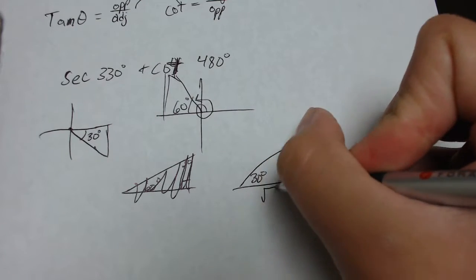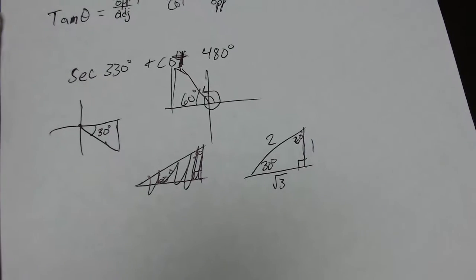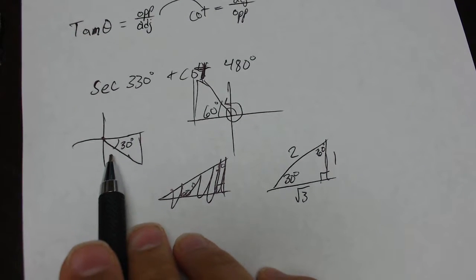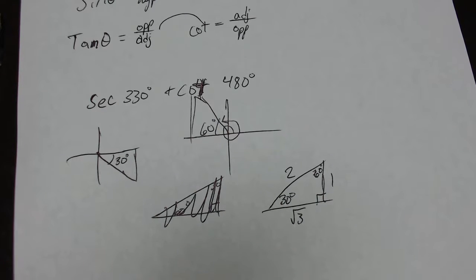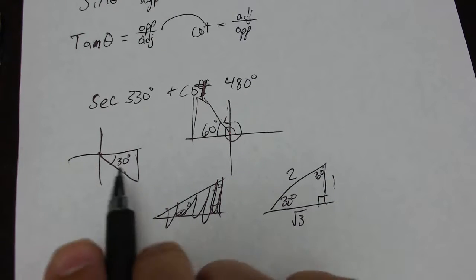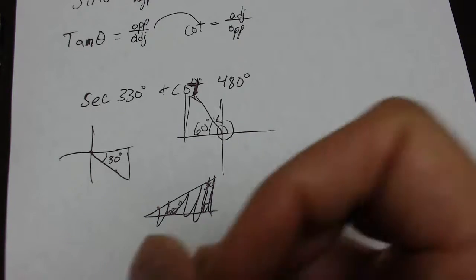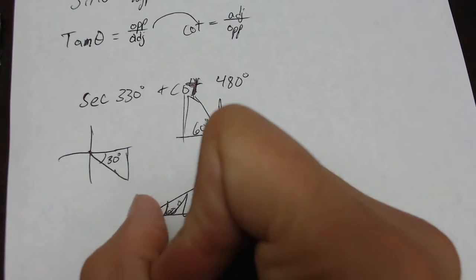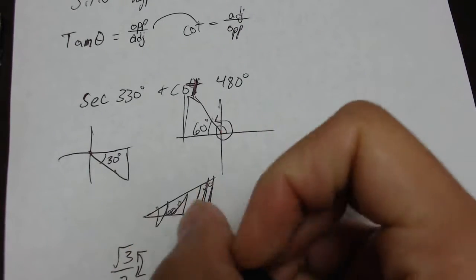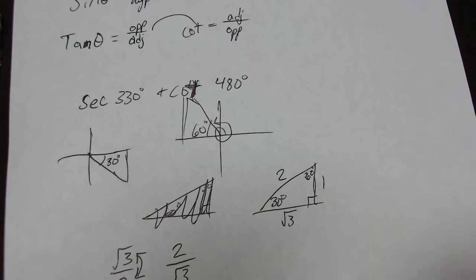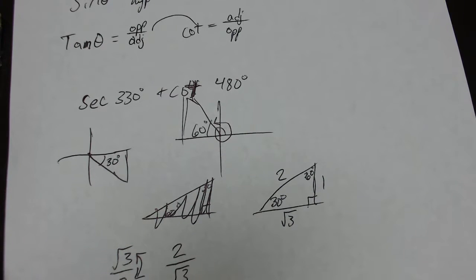Opposite of 60, we have square root of 3. Opposite of 30, we have 1. Hypotenuse of 2. So, to find the secant of 30, I'm going to take the cosine of 30 and then flip it upside down, right? So the cosine of 30 is adjacent over hypotenuse, adjacent being root 3 over 2. So I take root 3 over 2, that equals the cosine, and then I'll take the reciprocal, 2 over root 3, and that gives me the secant of 30 degrees.